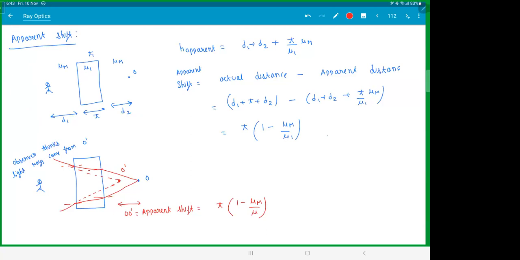Check it out. This is a better one to remember. From this, you can derive the previous one also. Either way, you can do that. You see which is more convenient for you. This will give you how much the object has shifted. The previous one will give you the actual distance between apparent distance. Please check this out.